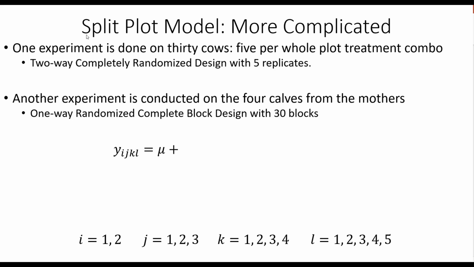And we can write out the model in terms of our 2 pieces. For the experiment done on the 30 cows, for our two-way completely randomized design, we'll just write out a two-way completely randomized design. Alpha I plus beta J plus their interaction plus the error term from the replicates themselves. So we have the effect of the supplement, the diet, the interaction term between supplement and diet, and then the Lth cow in the IJth diet supplement combination.